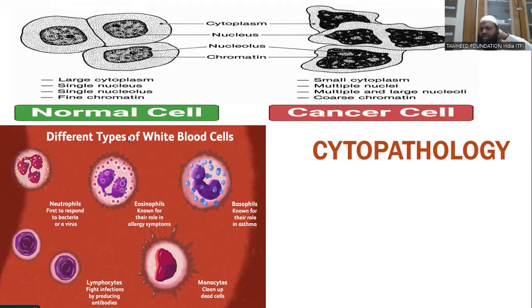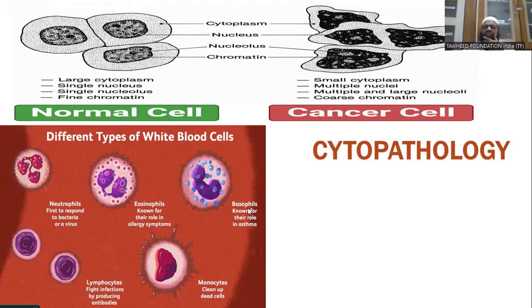Coming to the different types of white blood cells we already discussed previously. If you see here, white blood cells have been divided into 5 types. One is the neutrophil, the first to respond to bacteria or a virus. The second is the eosinophil, known for its role in allergy symptoms. If the eosinophil count is high, we can make sure the patient may be suffering from allergy or some other symptoms. If the neutrophil count is high, we can say the patient may be suffering from a bacterial or viral infection.